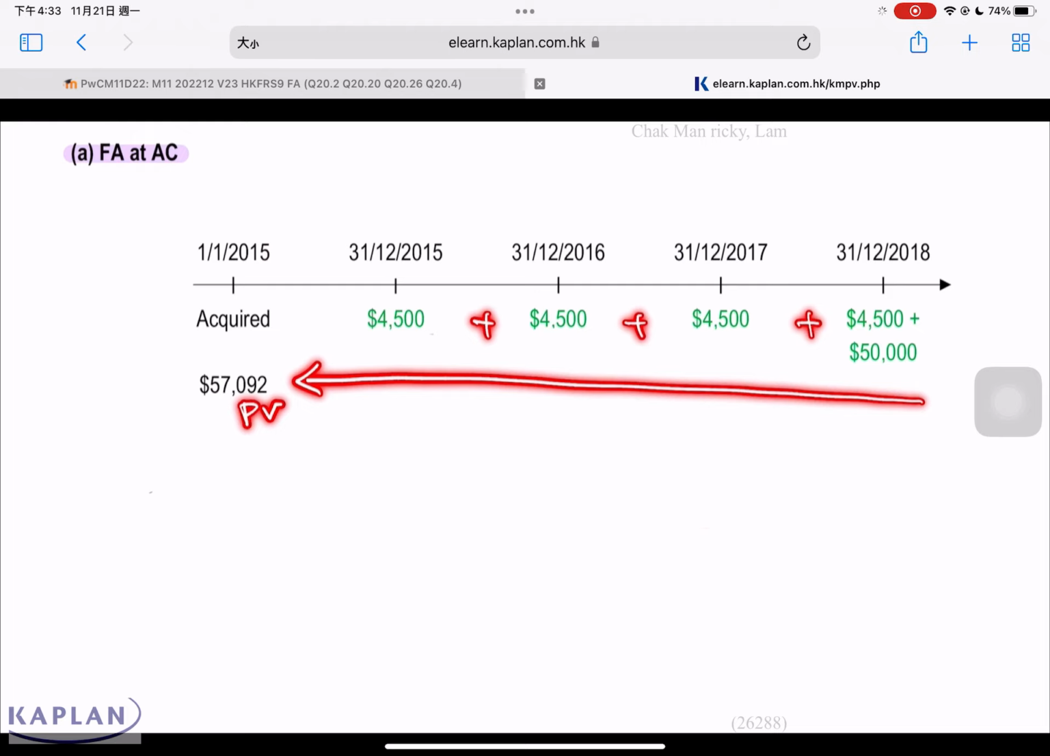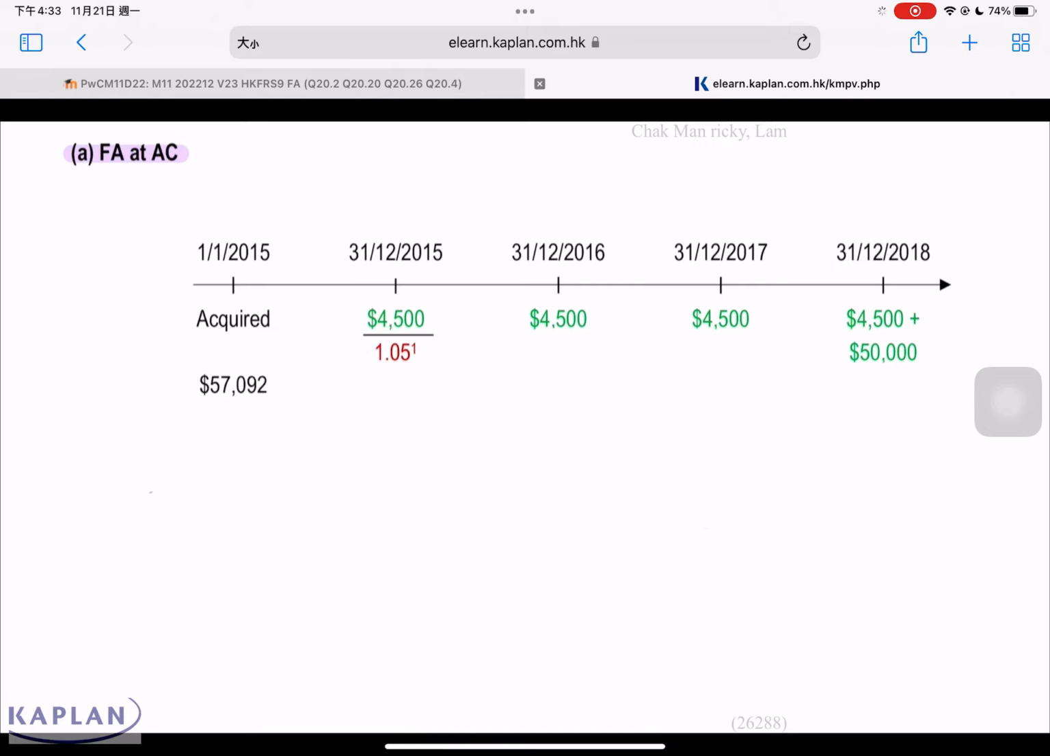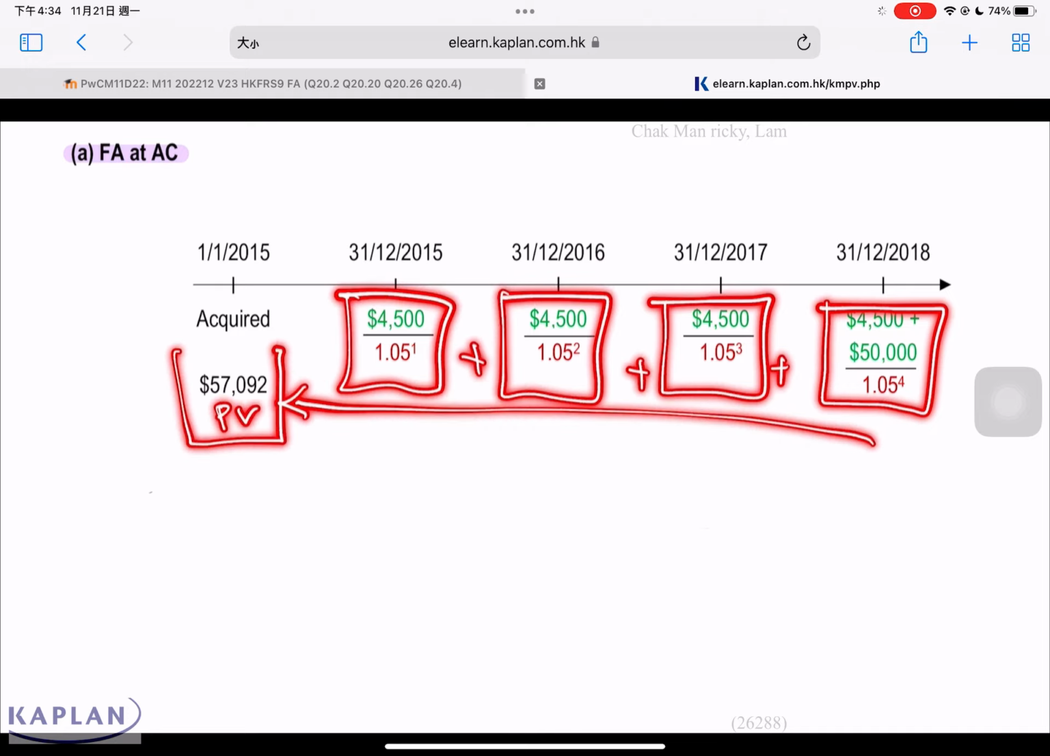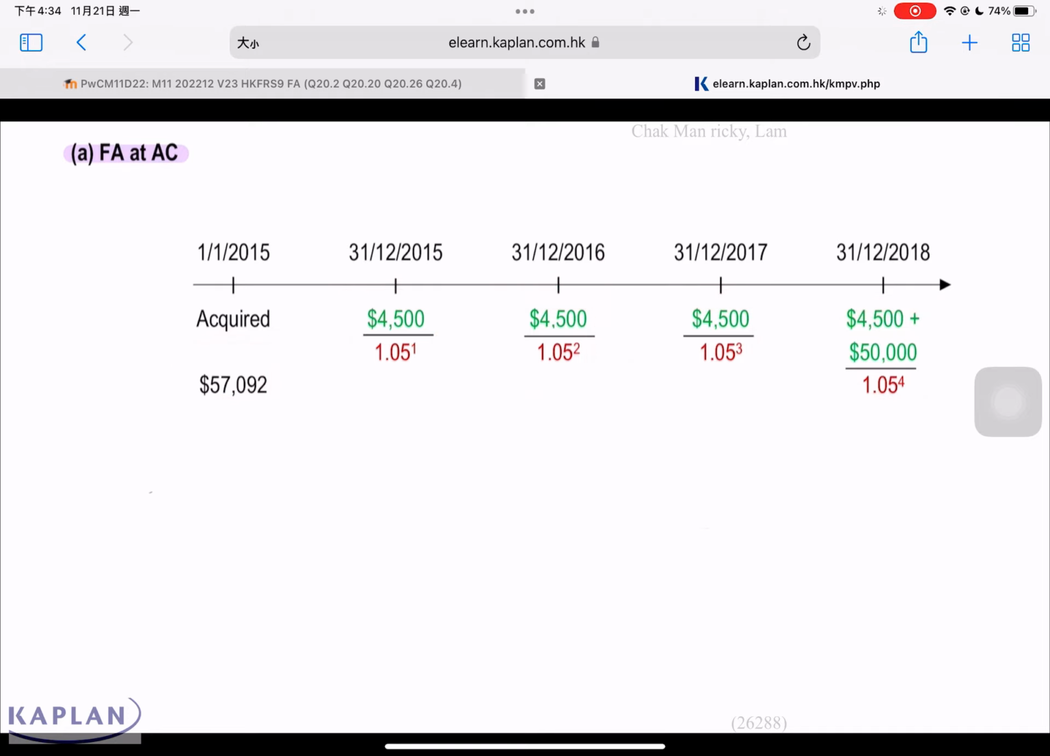So what's the interest rate to discount 4,500, 4,500, 4,500 and 54,500 to a present value of 57,092? The question says it equals 5%. This 5% is the effective interest rate. Discount based on 5%, 5% to the power of 2, 5% to the power of 3, 5% to the power of 4. If we add up this figure, it equals 57,092. Now we'll talk about financial assets at amortized cost together with impairment allowance.